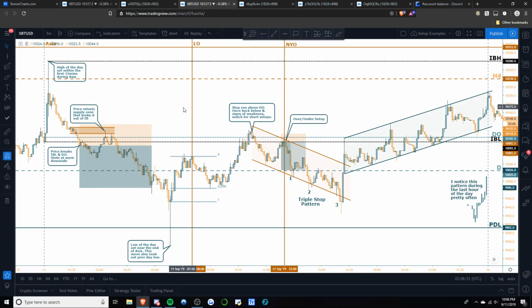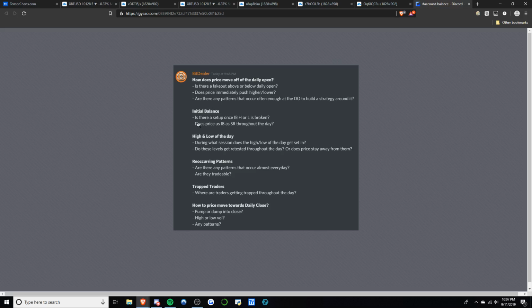And does it use it as SR throughout the day? I mean, pretty frequently, yes, it does. Price breaks at resistance, kind of gets a fake out and then pushes back above it. Clear resistance here. Break it, use it as support on the way back up. So yeah, I would say it definitely does use it as SR.